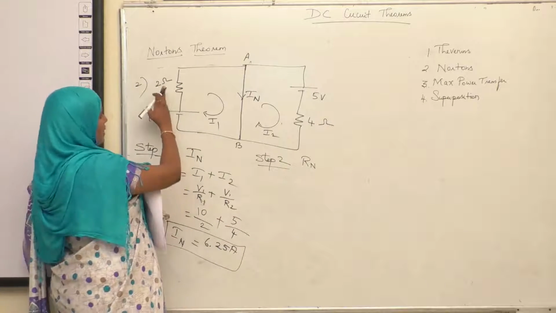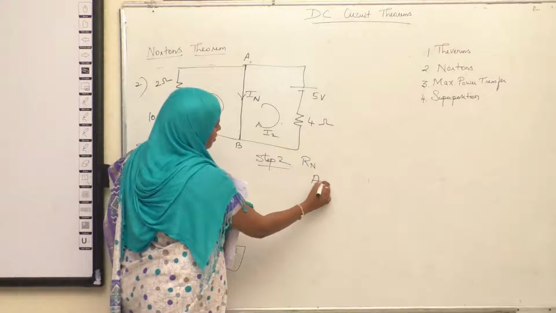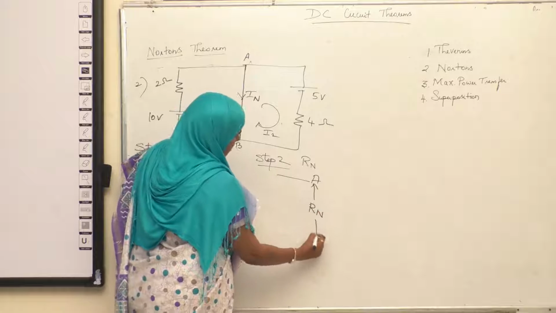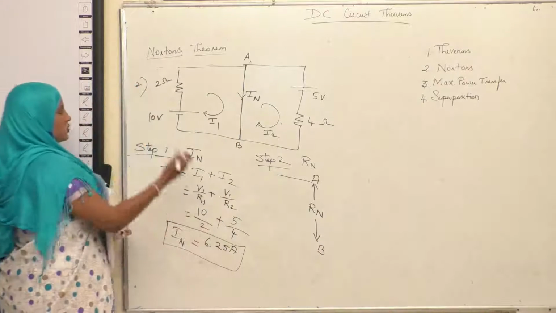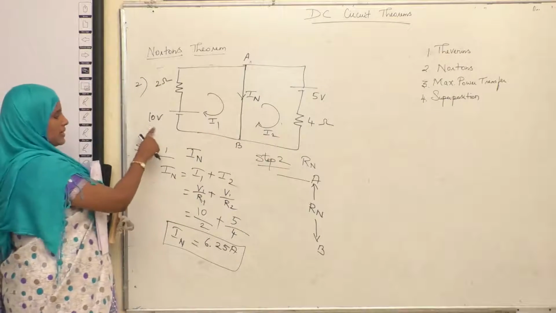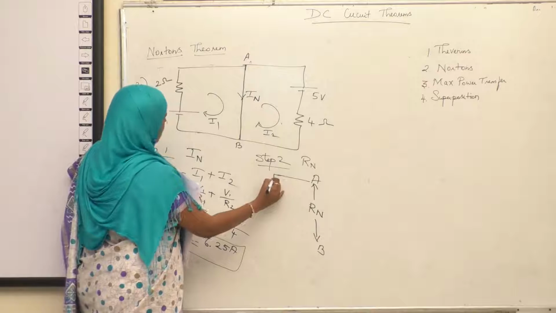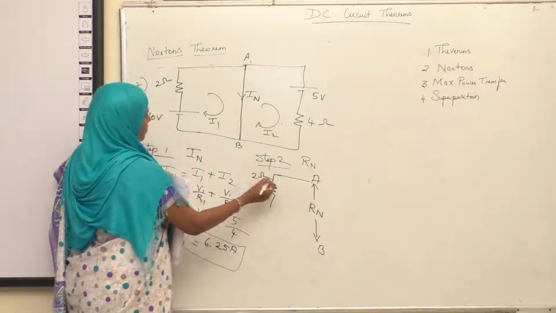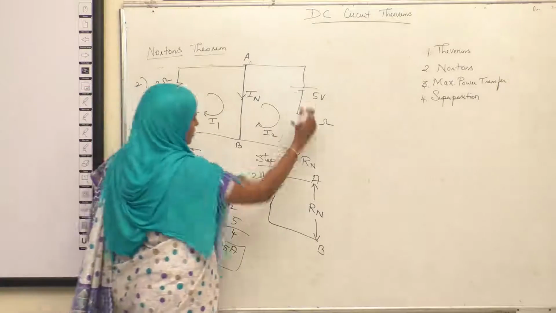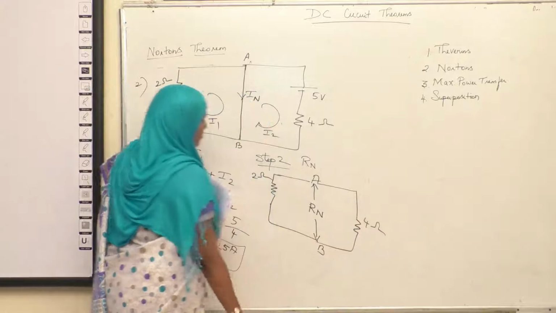Here, as you see, only 2 resistances are there, and between A and B is your RN. This is between A and B. And as you see here, two sources. Both the sources are voltage sources. So as I said before, to find RN, you have to short the voltage source. So draw this resistance as such, and in the place of this, you just short. And similarly here, you short 5 volt and you draw the 4 ohm here.